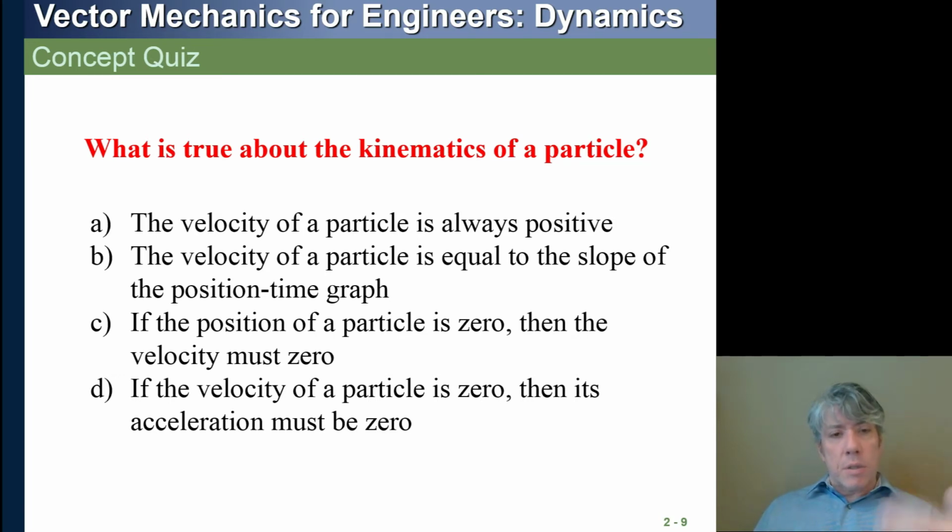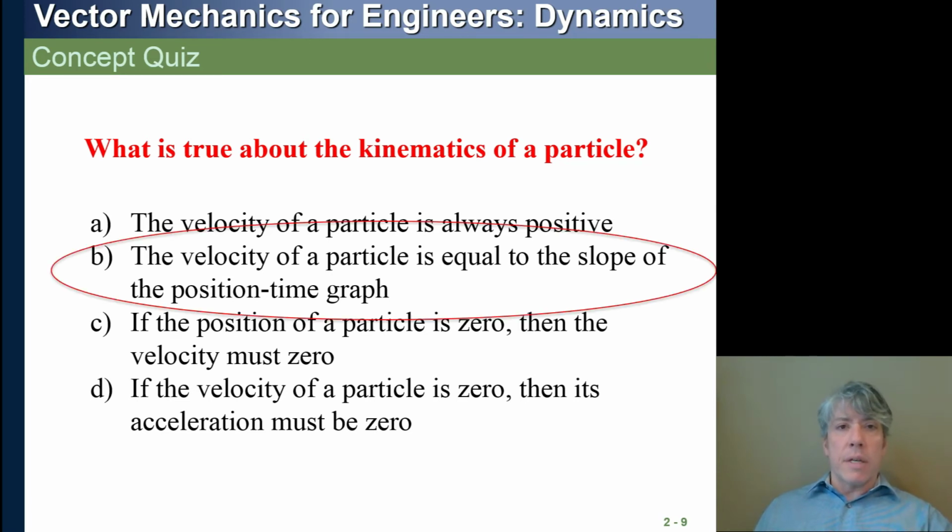But let's justify that. The velocity of a particle is equal to the slope of the position-time graph. Well, what is a slope? A slope is a rate, right? It's a change in one axis by comparison to a change in the other. Well, that's a derivative. So certainly, velocity is the time derivative of the position. So on a position-time graph, velocity would in fact be the slope of that graph. And that is the correct answer.